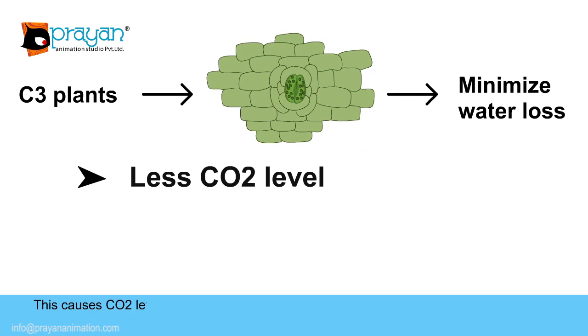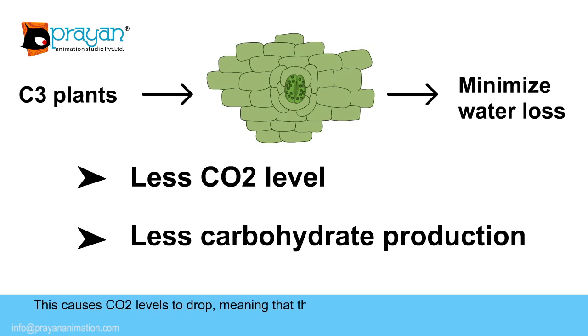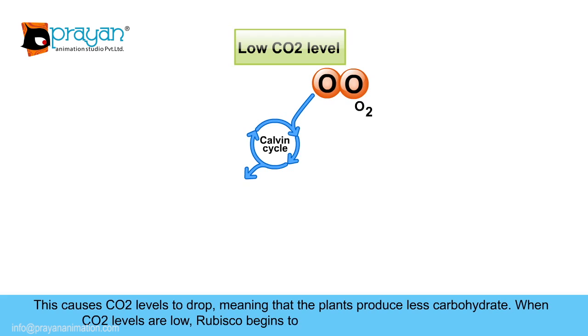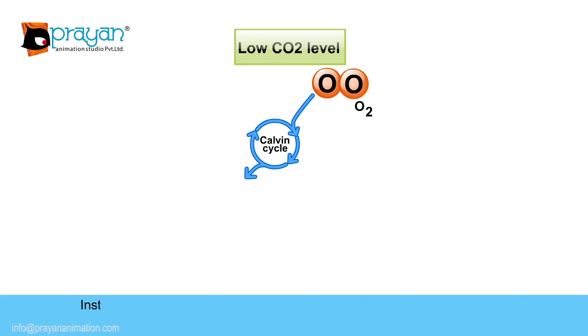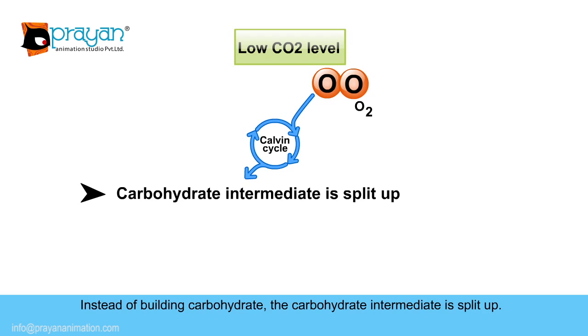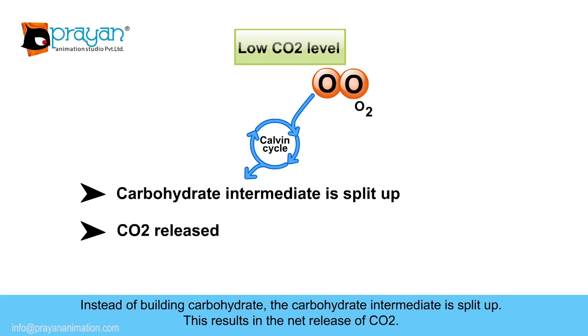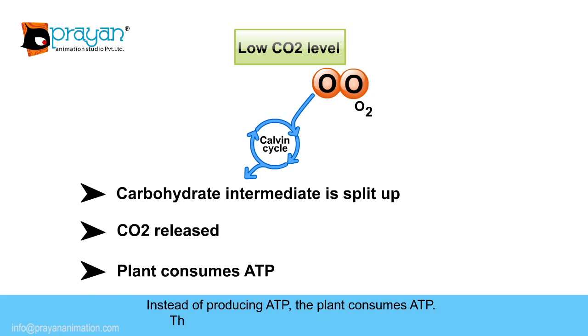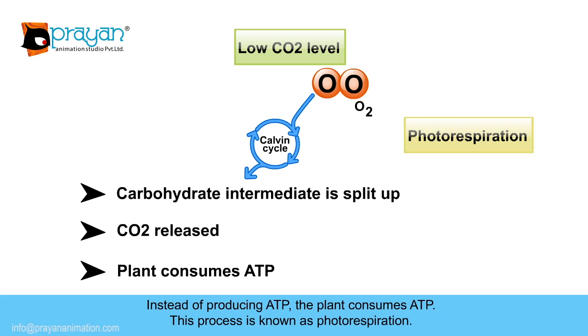This causes CO2 levels to drop, meaning that the plants produce less carbohydrate. When CO2 levels are low, rubisco begins to incorporate O2 in the Calvin cycle. Instead of building carbohydrate, the carbohydrate intermediate is split up. This results in the net release of CO2. Instead of producing ATP, the plant consumes ATP. This process is known as photorespiration.